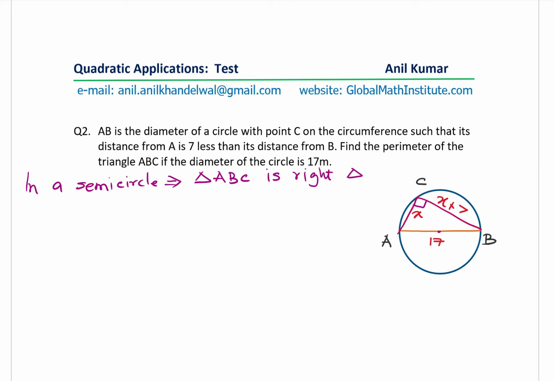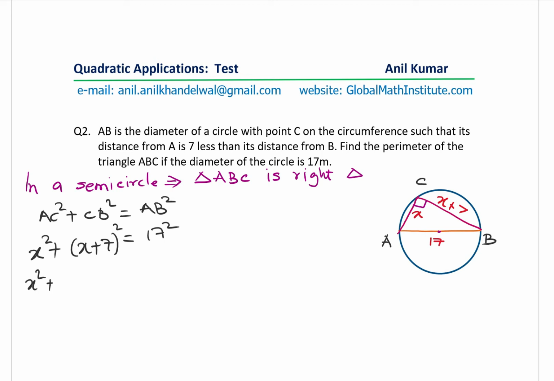Now, since it is a right triangle, we also get a relation relating the sides, right? So AC square plus CB square equals AB square. Which is x square plus (x plus 7) whole square is equal to 17 square, right? Okay. Now, if you have an idea about Pythagorean triples, you can actually straight away write down the answer, right? If not, we'll have to solve this equation. So let's solve this equation.